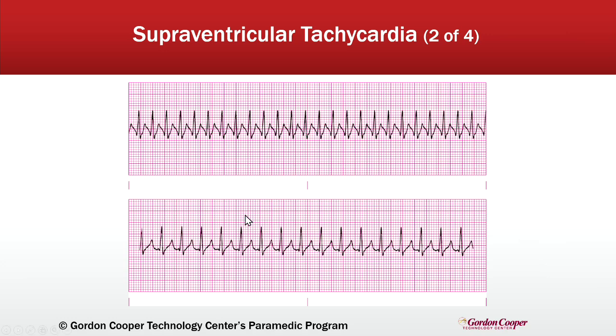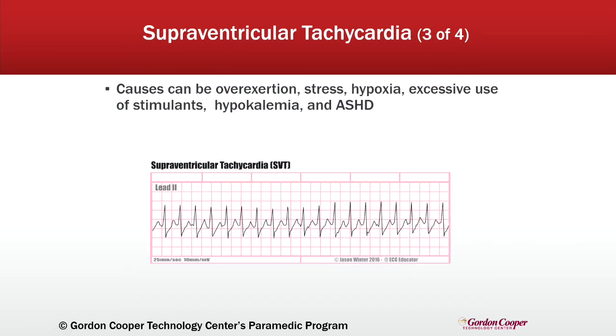And then down here, we're looking at kind of the same thing. So we've got 1, 2, 3, 4, 17. So 170, it's regular, same thing. We don't notice a P wave. QRS is good, so we're looking at supraventricular tachycardia.